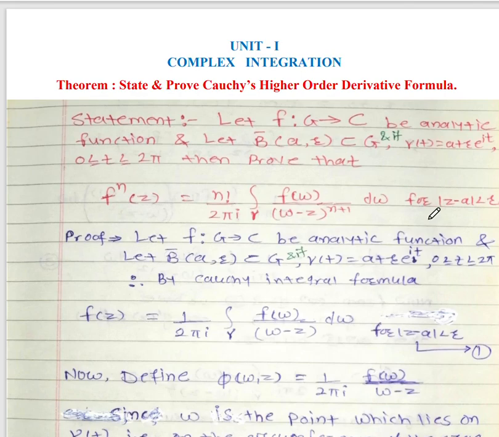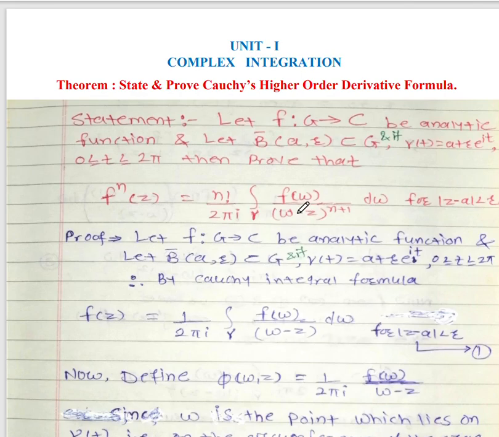So we will see the proof of this theorem. What is given? We are given f is an analytic function and a closed circle with center a and radius r which is contained in region G. And gamma of t is given as a plus r e raised to power i t, where t lies between 0 to 2 pi. Therefore, by using the Cauchy integral formula, f of z equals 1 upon 2 pi i, integral over gamma, f of w upon w minus z, dw, for mod z minus a less than r. Let us consider this as equation number 1.